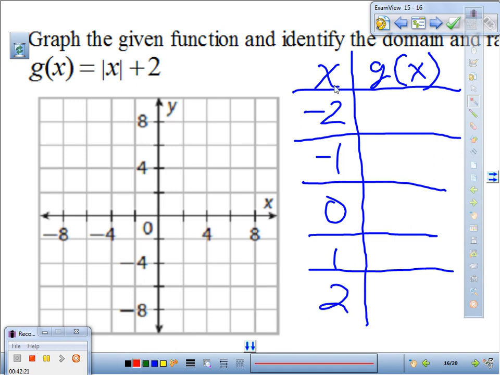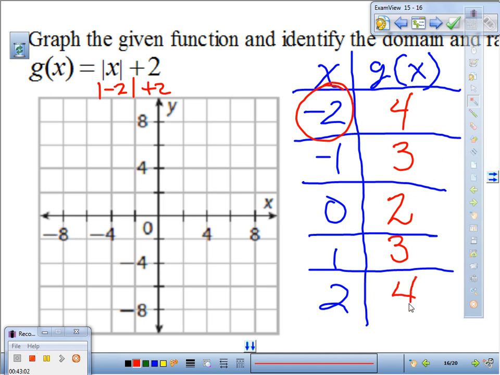All right, so my first value is negative 2. If I substitute it in here, I should have the absolute value of negative 2 plus 2. So what is the absolute value of negative 2? 2 plus 2? 4. Absolute value of negative 1, 1 plus 2? 3. Absolute value of 0, 0 plus 2? 2. Absolute value of 1, 1 plus 2? 3. What do you guys notice? You notice 4? It repeats. So the next one is 4.